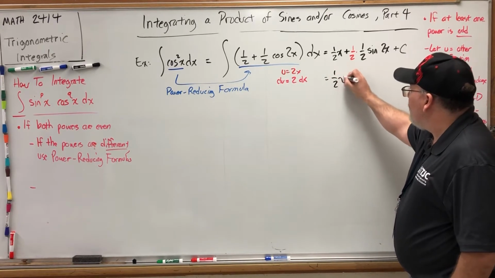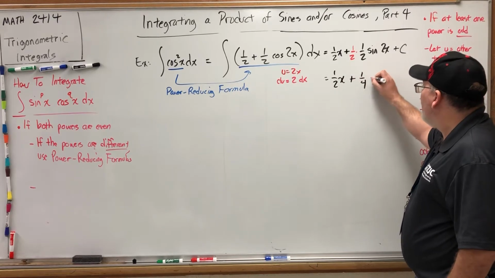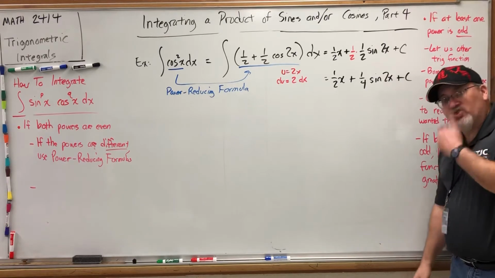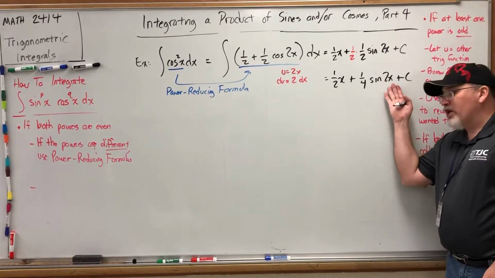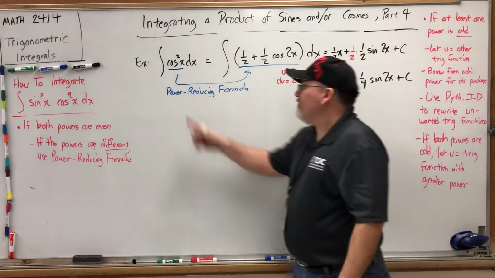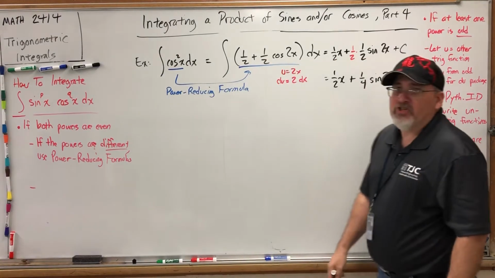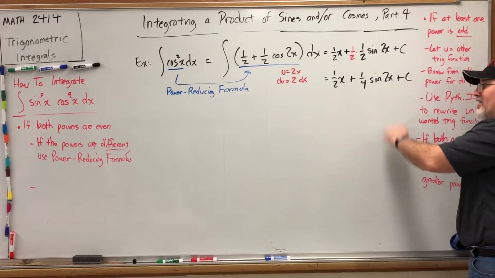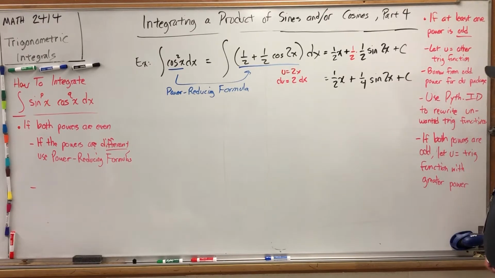And so our answer would be 1/2 x plus 1/4 sine of 2x plus c, which is a perfectly acceptable answer, even though this trig function's argument, 2x, is different than this trig function's argument, just x. I suppose you could bust out a double angle formula to knock this back down to x, but the obstacle here was the integral, not the form of the answer.